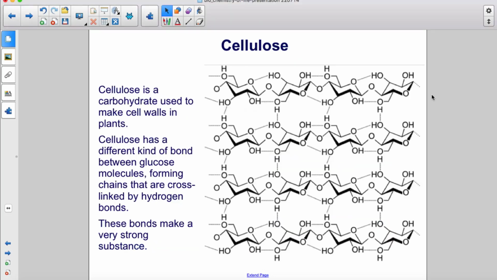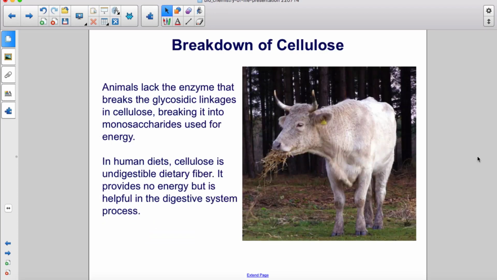Cellulose is a carbohydrate used to make cell walls in plants. Cellulose has a different kind of bond between glucose molecules, forming chains that are cross-linked by hydrogen bonds. These bonds make a very strong substance. Animals lack the enzyme that breaks the glycosidic linkages in cellulose, breaking it into monosaccharides used for energy. In human diets, cellulose is undigestible dietary fiber. It provides no energy, but is helpful in the digestive system process.